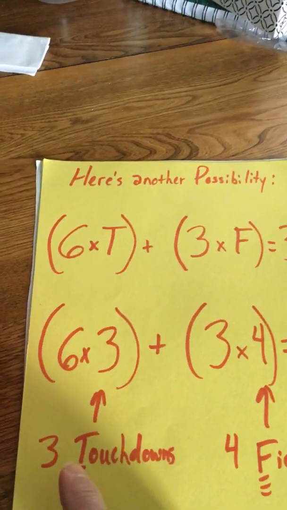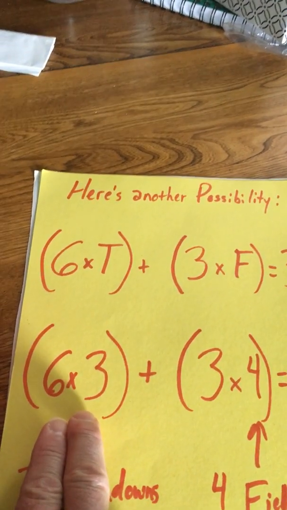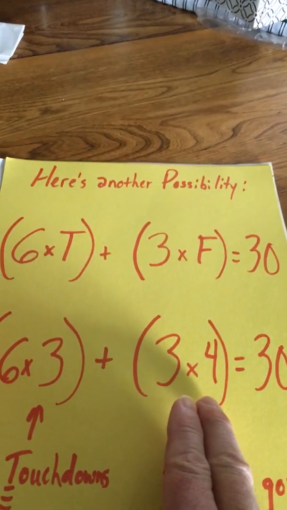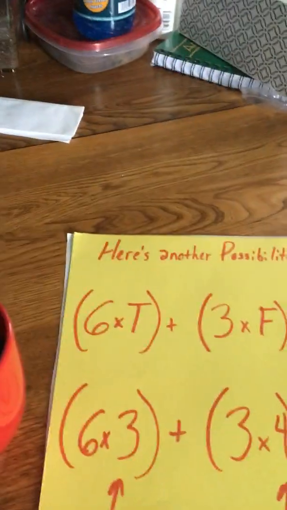Then you would simply combine your terms over here. 6 times 3, 18, inside of parentheses. Jump over here. 3 times 4 makes 12. And then combine the two. 18 plus 12 makes a grand total of 30 points.